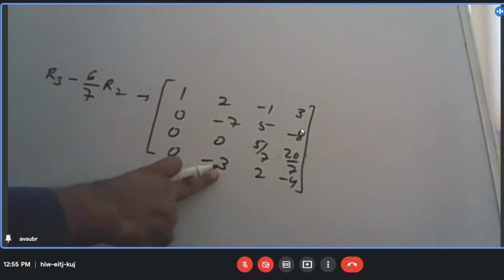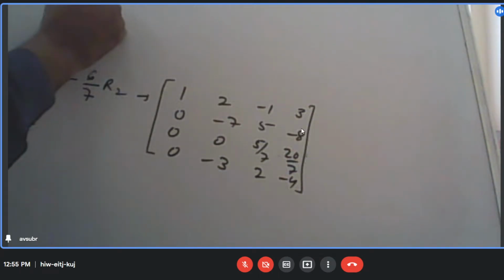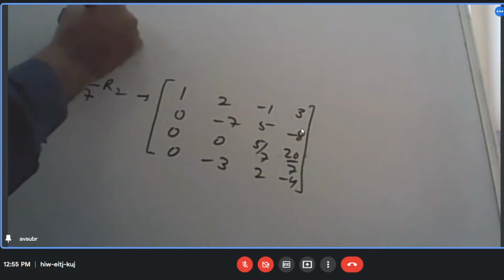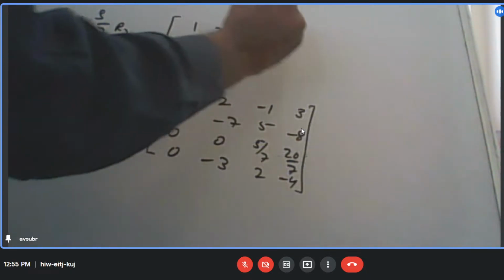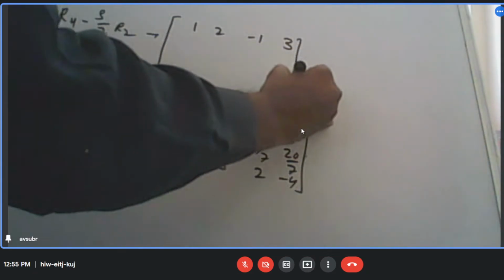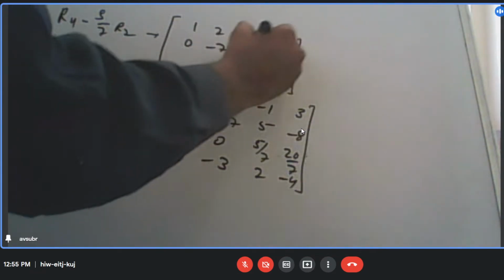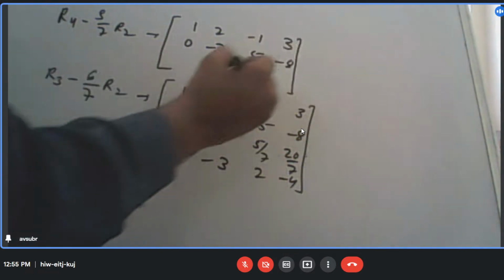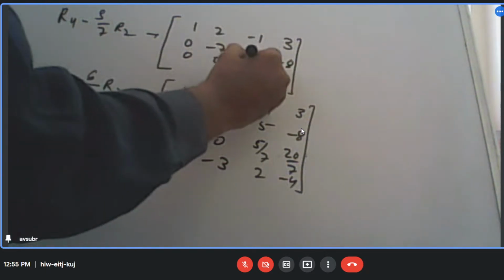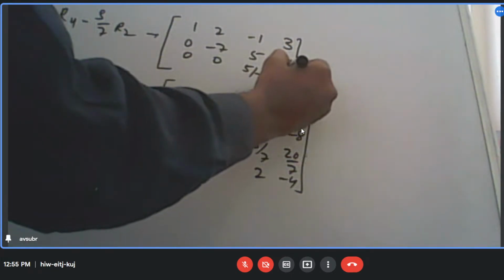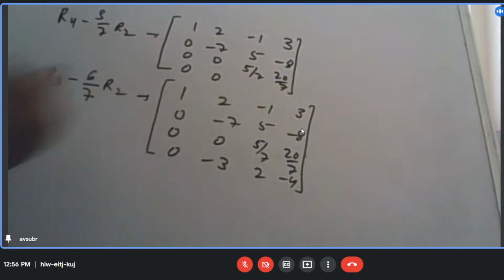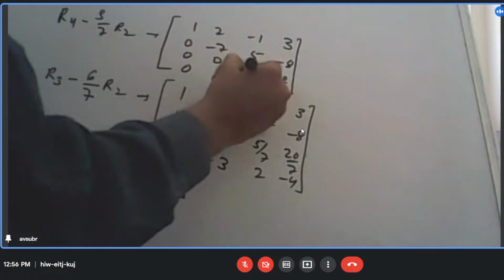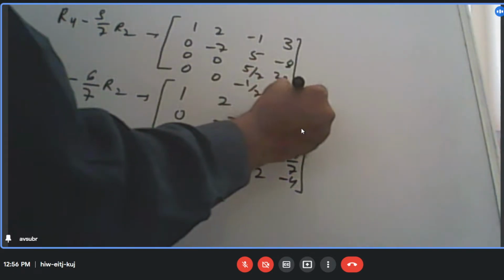So now we have to get rid of this minus 3. In order to do that, what I have to do? R4 minus 3 by 7 R. If I do so, then what I will get? 1, 2, minus 1, 3. 0, minus 7, 5, minus 8. 0, 0, 5 by 7, 20 by 7. And this will be 0. This will be 0. This will be minus 1 by 7 and this will be minus 4 by 7.